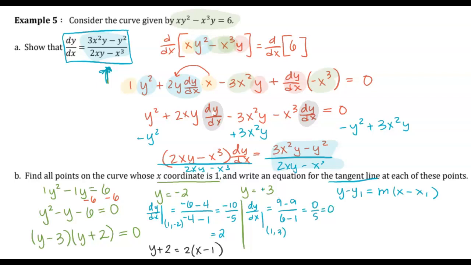So here, our second line, hopefully I am correct: y minus 3 is equal to 0 times x minus 1. You can leave it like that, but this is just the line y is equal to 3.